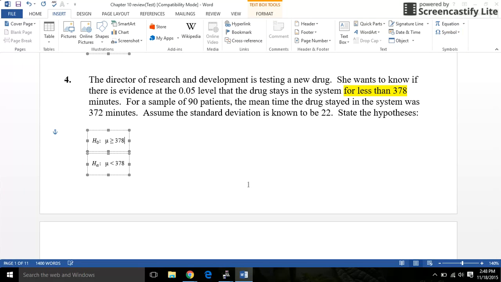And you'll see this on Hawks on the keyboard. You can use these symbols. So for this hypothesis, the null is the mean is greater than or equal to 378. The alternative is the mean is less than 378.